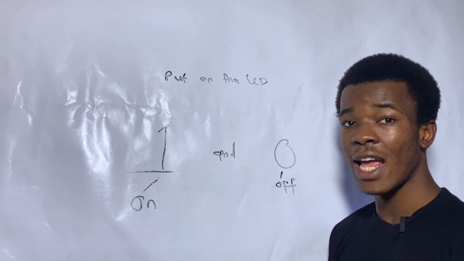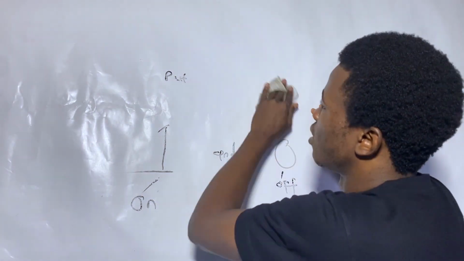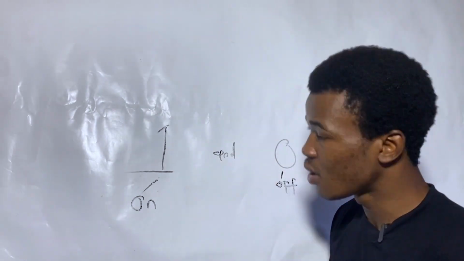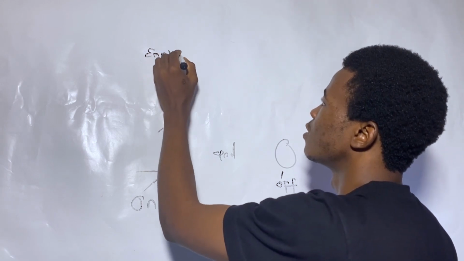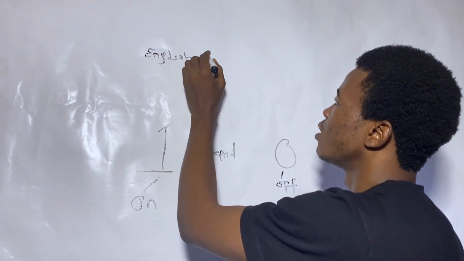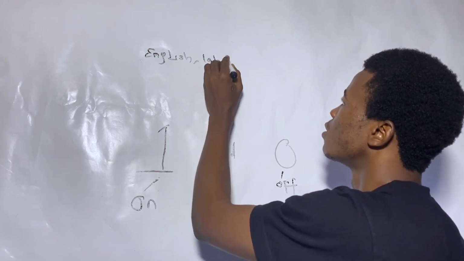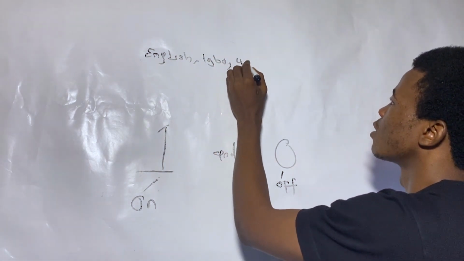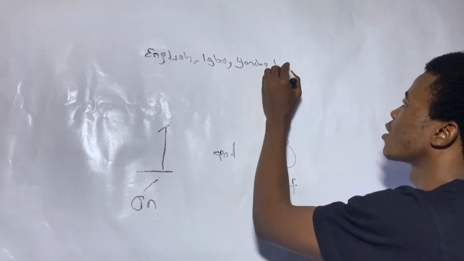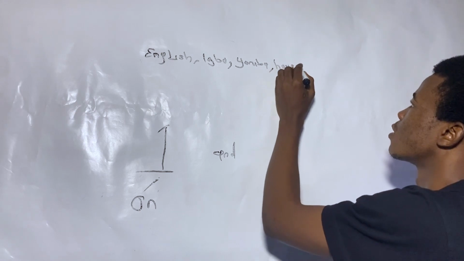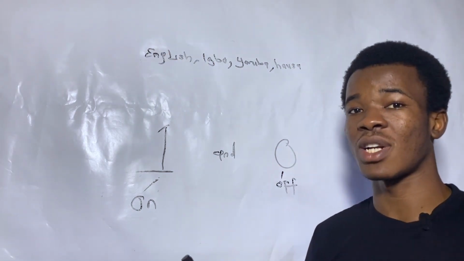Now, examples of high level languages like English, your Igbo, your Yoruba, your Hausa. All these are examples of human languages that we can understand.